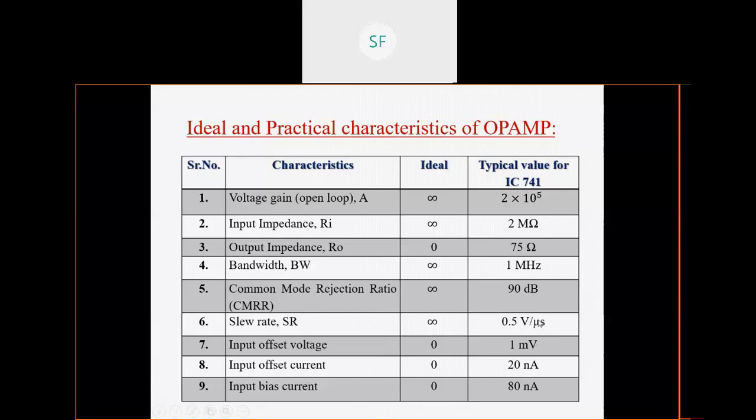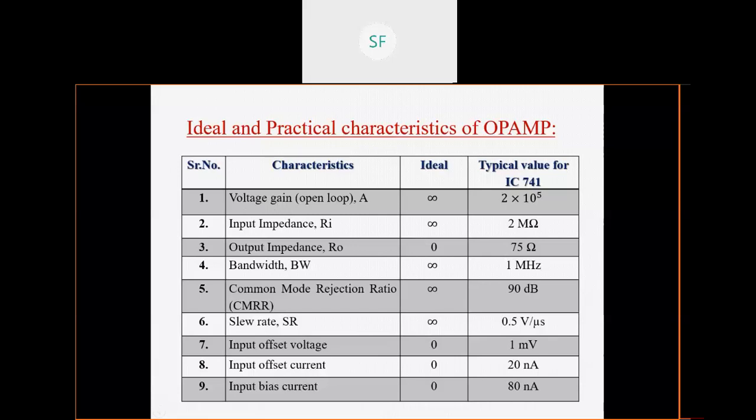So these values are practical values for the IC741. IC741 is nothing but an op amp IC, a general purpose op amp IC. It is a very famous op amp IC. Okay, we will see about it also. So we will just quickly take this review. So the first parameter is our voltage gain. It is also called open loop voltage gain. When there is no connection between input and output, then it is called open loop voltage gain.